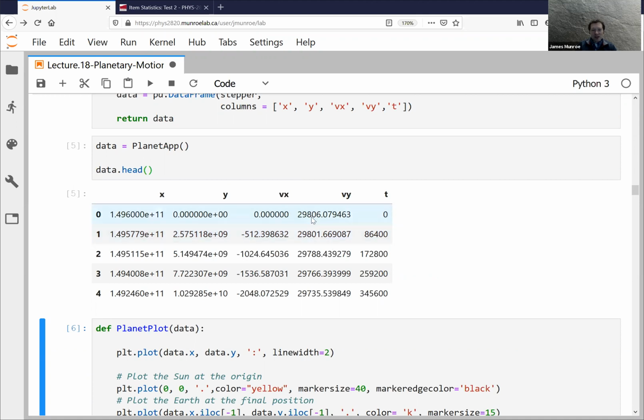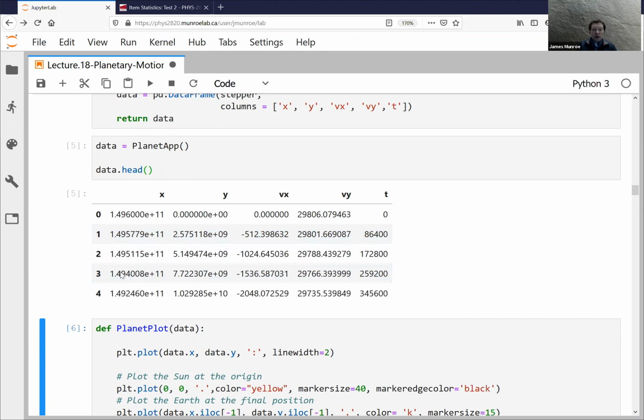You can see that. Here's the velocity. This is in meters per second, right? We are moving at 29,000 meters per second, right? 29 kilometers every single second is how fast we're going as a planet. And this thing will run for 365 steps until it gets to the end of the time.